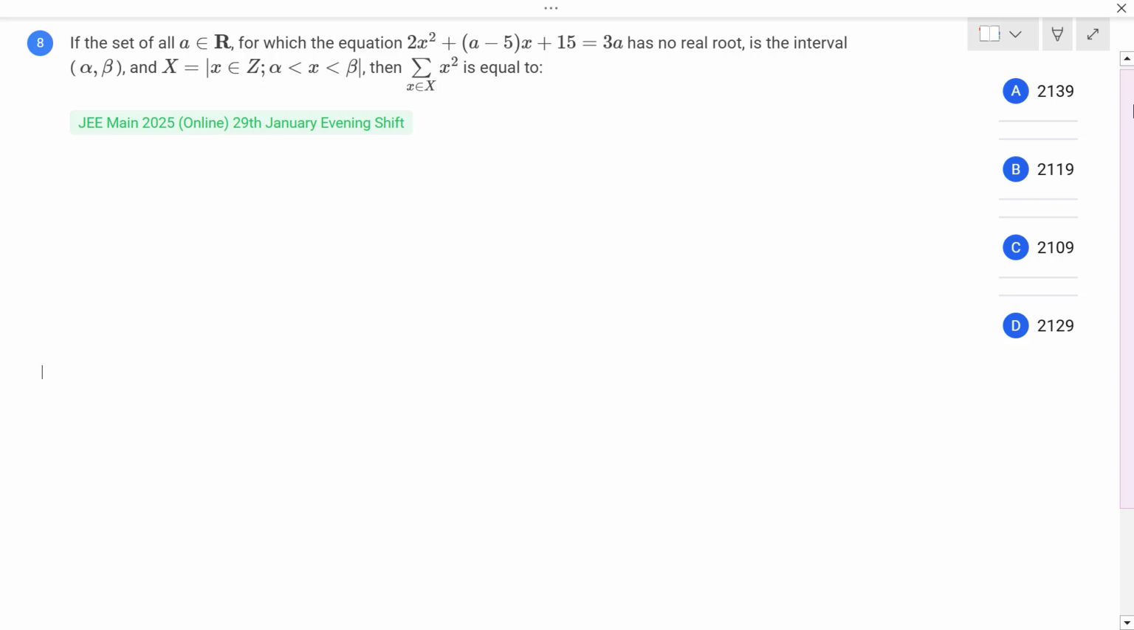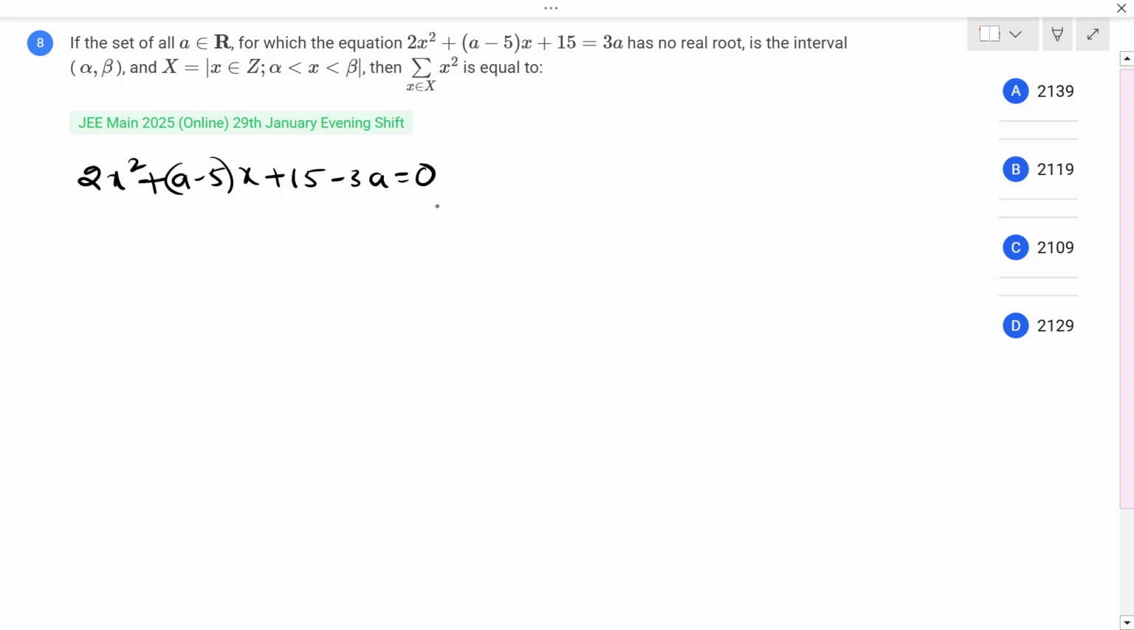Hi amigos, this question is based on the nature of the roots of the quadratic equation. He has given a quadratic equation. So let me write it down. The quadratic equation is 2x² + (a − 5)x + (if you bring 3a to the left side) 15 − 3a = 0. He is saying that this quadratic equation should not have real roots.